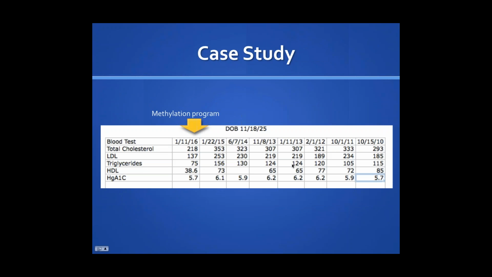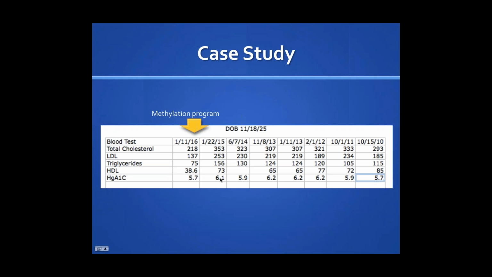And here's her cholesterol. We started in 2010, and you can see her cholesterol was running in the 300s. We measured it every year. And then, boom, once we started on the methylation program, and we did nothing to directly hit her cholesterol, it dropped significantly. LDLs went all the way down to 137 from 253, the latest high. Triglycerides from 156 down to 75. Her HDLs dropped too, which is a little bit lower than I like to see, so we're going to be working on that.